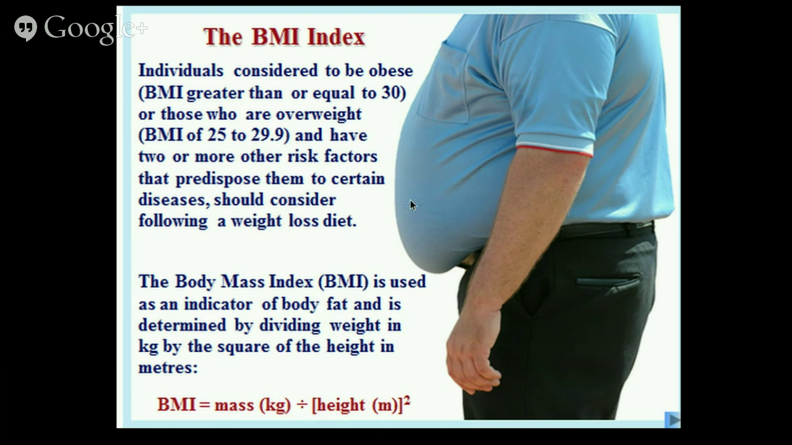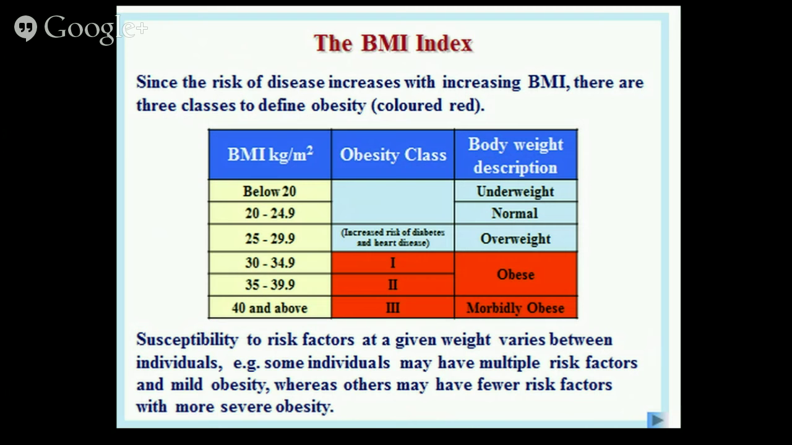Okay, if we go on to BMI then. If you work out your BMI, you literally take the mass and you divide it by the height squared. You must square the height and you'll end up with a number. Generally we say for someone to be normal they're between 20 and 25. Below 20 is underweight, over 25 is overweight. So 25 to 29.9 is overweight, and then you start going up into the obese categories until you go above 40, which is morbidly obese.